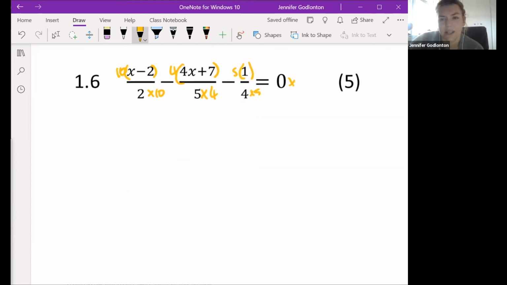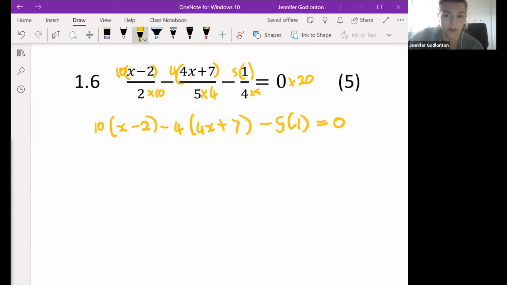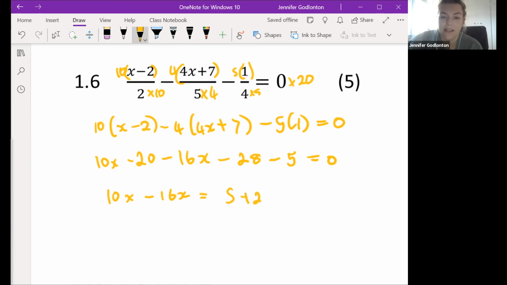And that's 0 times 20, which is just 0, so it doesn't matter. We're going to have 10 times (x minus 2) minus 4 times (4x plus 7) minus 5 times 1 is equal to 0. We can do our distribution: 10x minus 20 minus 16x minus 28 minus 5 equals 0. Keep our x's on one side. 10x minus 16x is equal to 5 plus 28 plus 20.